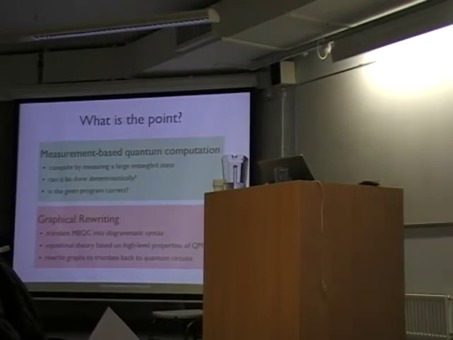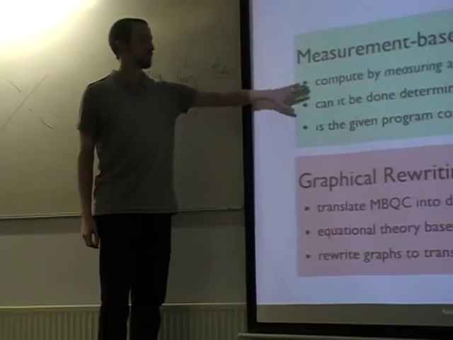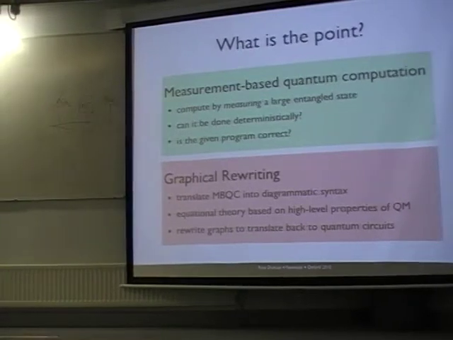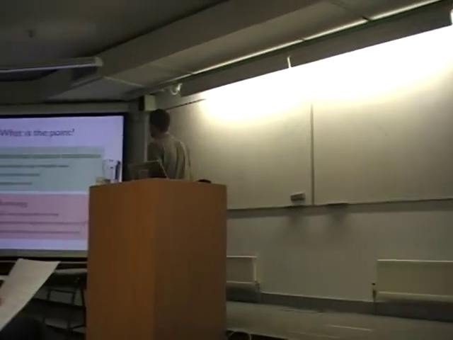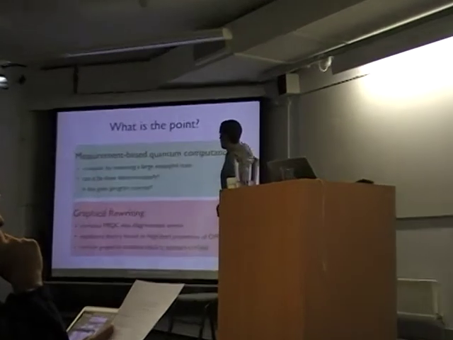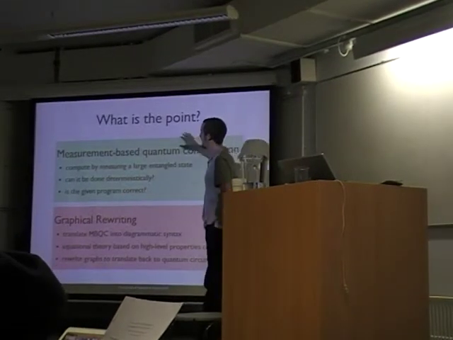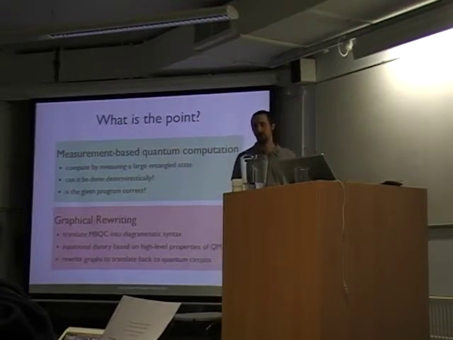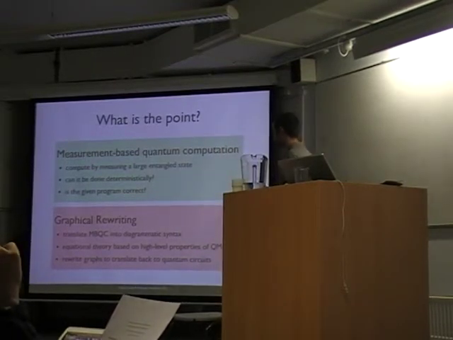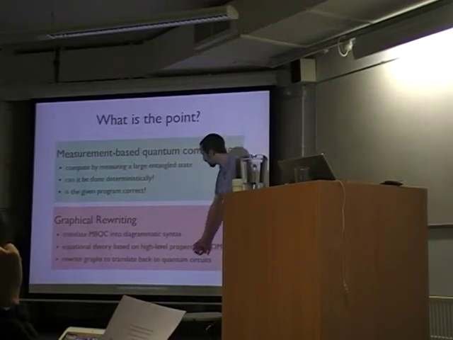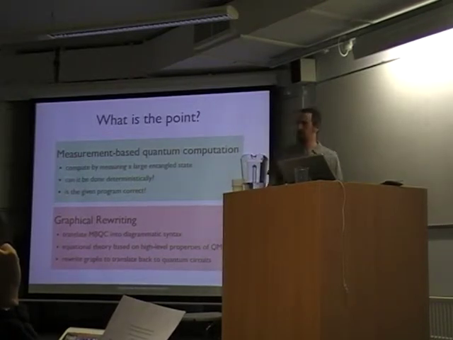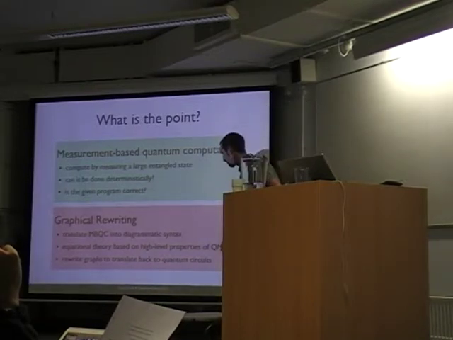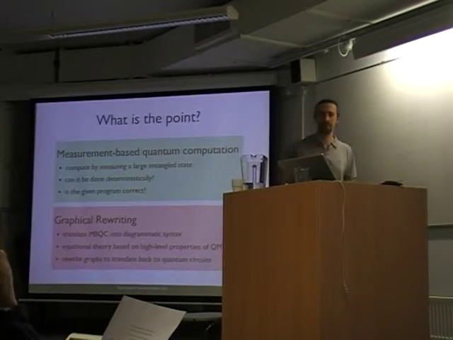And we can address the question about the correctness of such programs, but I probably won't have time to talk about that. How we're going to do this is by the graphical method. So we'll take this formal syntax for MBQC and turn it into a diagrammatic syntax, which is really diagrammatic notation for certain kinds of compact categories. It has a nice equational theory based on Frobenius algebras and pi algebras. And we'll use these equational properties to rewrite the graphs and prove our theorems.